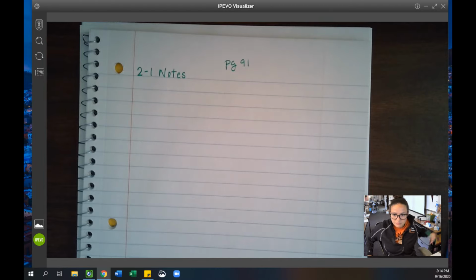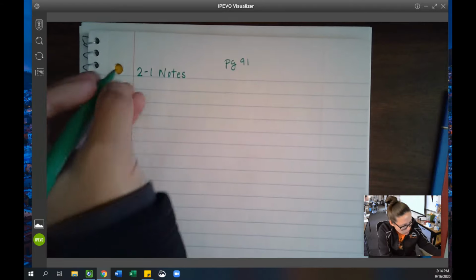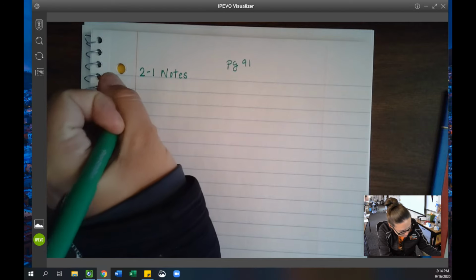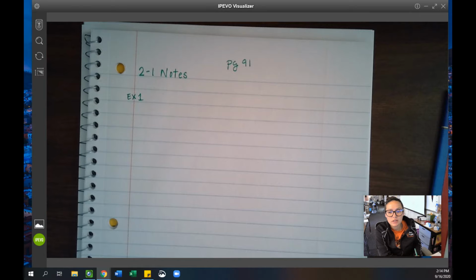We're going to need it because we're going to read one of the problems on page 91. I didn't think you'd want to write it all out, but we need to be looking at it. So, example 1. This is a story problem. We're going to be solving equations, writing and solving equations. So example 1, I'm at the top of page 91.